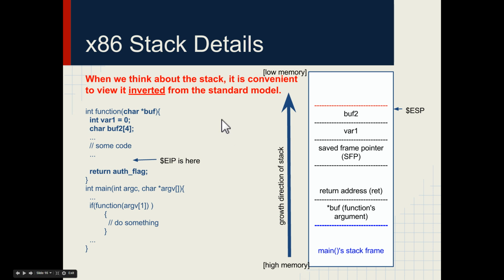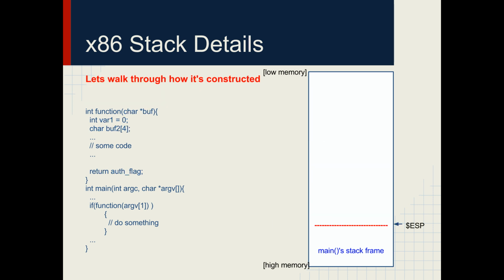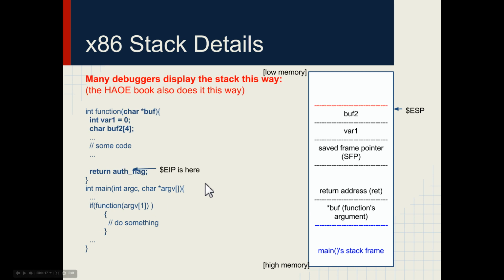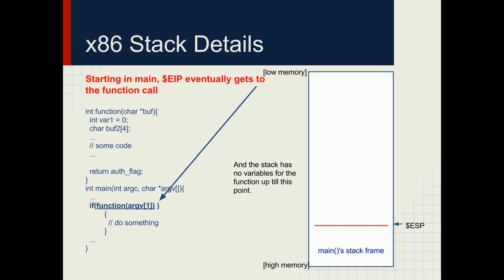Let's start from the very beginning. We have this main function, and we're going to walk through how this is constructed and how we got to the point where EIP gets to the return of the flag in this other function. At main, we're going to have the main stack frame, and the stack pointer is going to be pointing at the top of the stack frame, the top meaning the lowermost memory. Eventually, the processor is going to get to this line of code, or the code supporting this, to call the function and provide an argument.